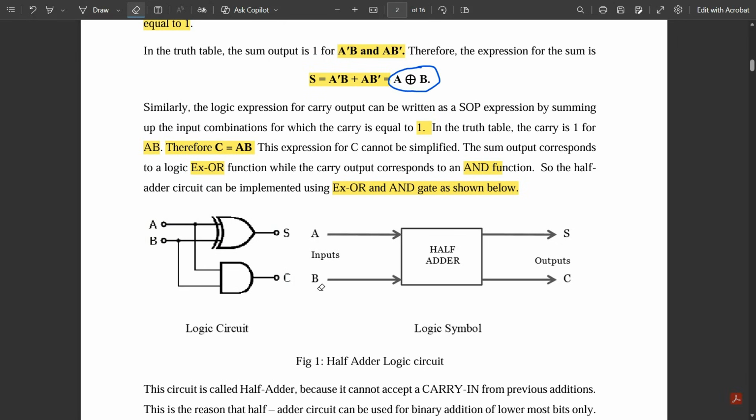Also, you could draw the half adder circuit using only NAND gates. They have not used that here, so that's not required. So this was all about half adder logic.